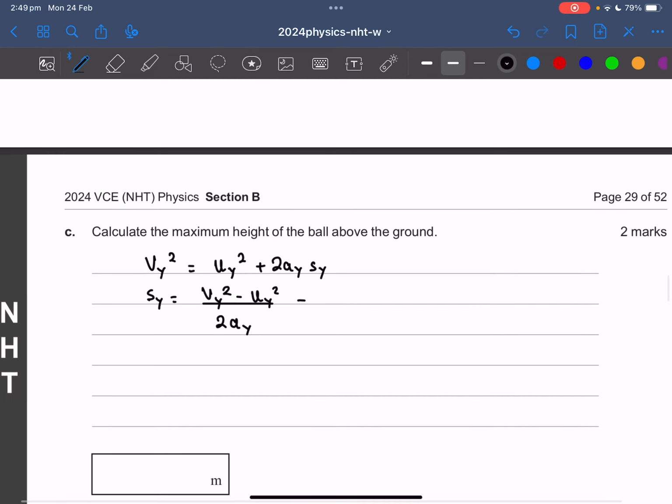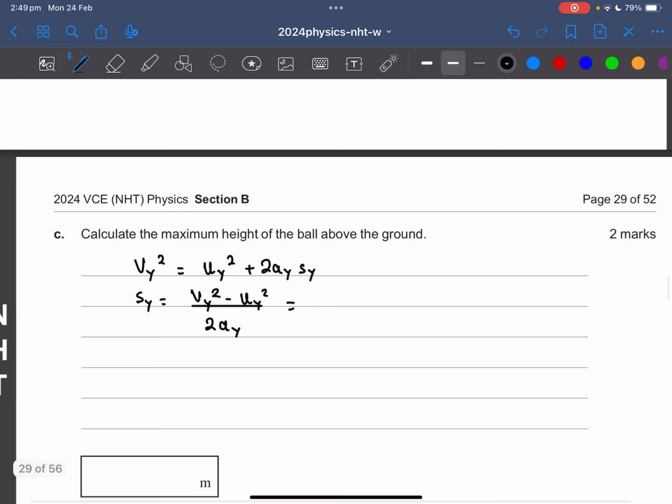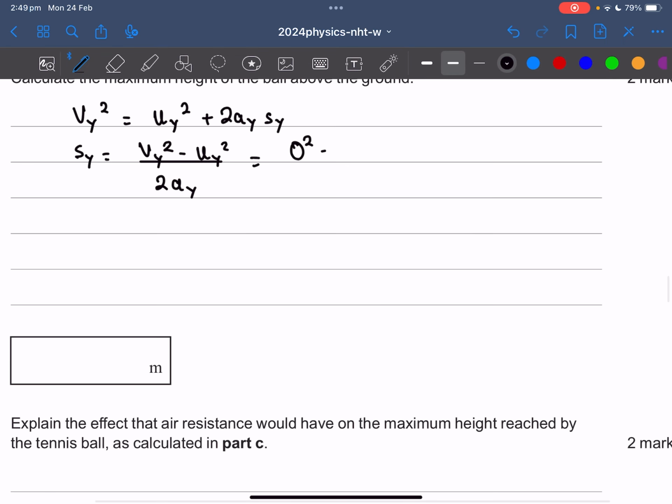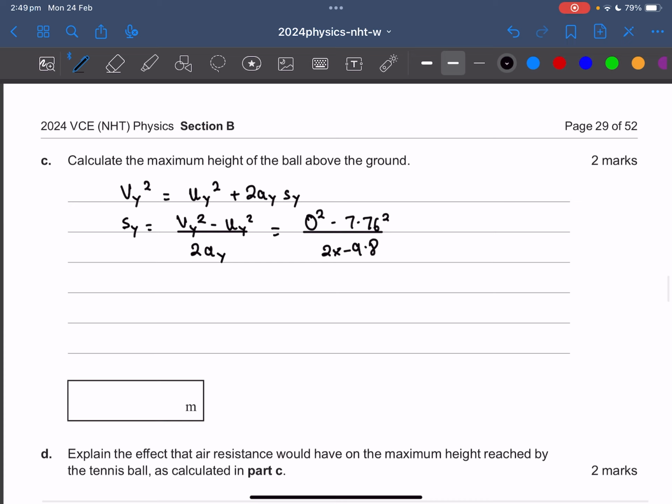Okay, so now for it to reach the maximum height, that means the final vertical velocity component would be 0, right? Because that's where the maximum height occurs. So that will be 0 squared minus the initial vertical velocity, which is 7.76 squared, divided by 2 times minus 9.8. And that should give us the answer. Why did I put minus here? Because I'm taking downwards as negative, so that's why that is minus.